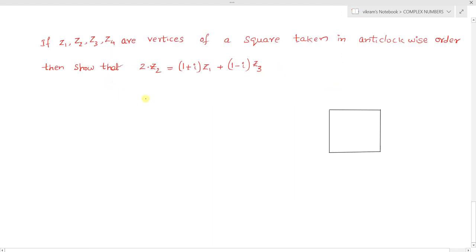Now we will understand the rotation of complex numbers with this example. The question is: if Z1, Z2, Z3, Z4 are vertices of a square taken in anti-clockwise direction, show that 2 times Z2 equals (1 plus i) times Z1 plus (1 minus i) times Z3. Now here I am considering a square having the vertices as: this is point A representing Z1, and this is point B representing Z2, and taken in anti-clockwise direction, that means this is the anti-clockwise rotation direction, then point C represents the complex number Z3 and point D represents the complex number Z4.